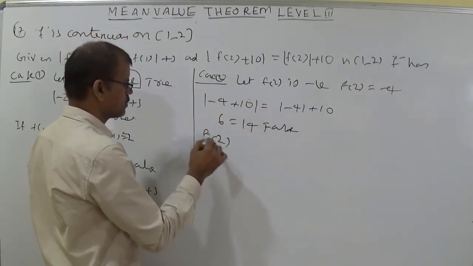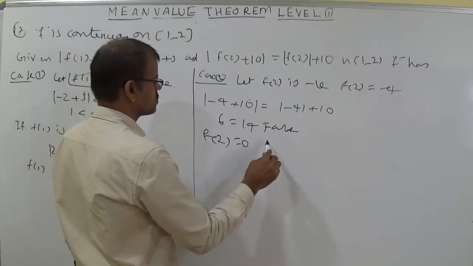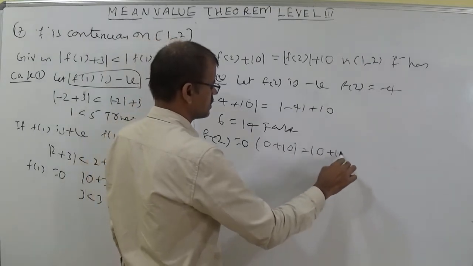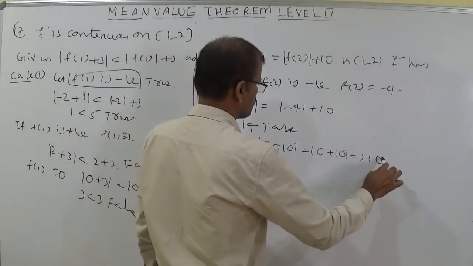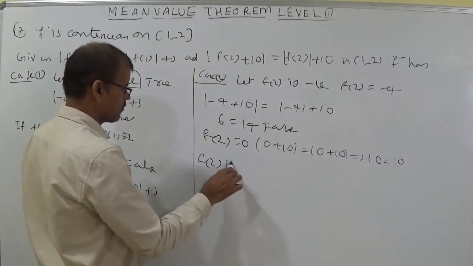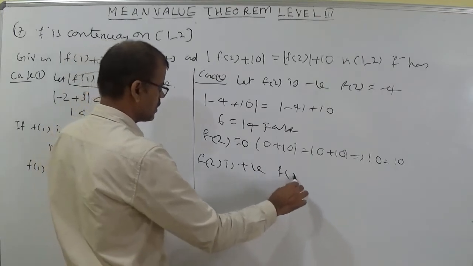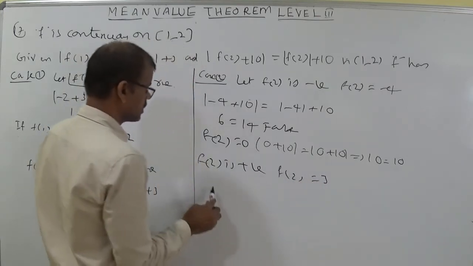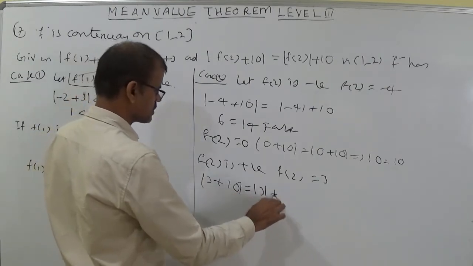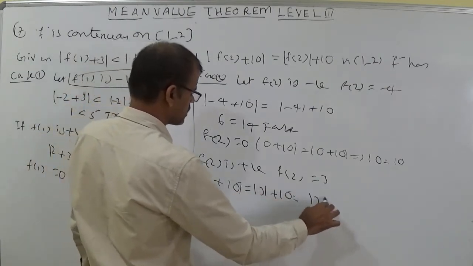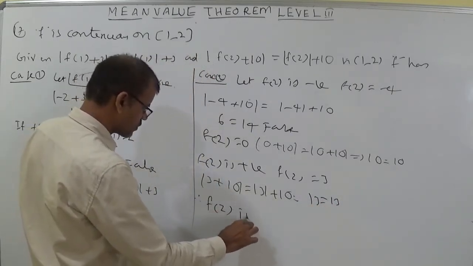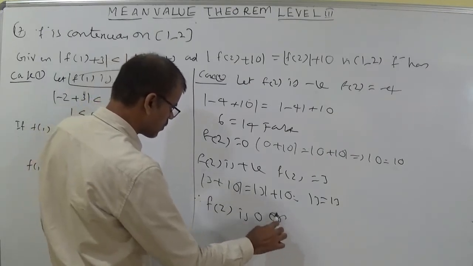f of 2 is equal to 0, you put. So 0 plus 10 equal to 0 plus 10, it is correct. So 10 equal to 10. f of 2 is positive, you take. Let f of 2 be equal to 3, any number you can take. So 3 plus 10 is equal to modulus of 3 plus 10. It is also right. 13 equal to 13. Therefore, here you can say that f of 2 is 0 or positive.